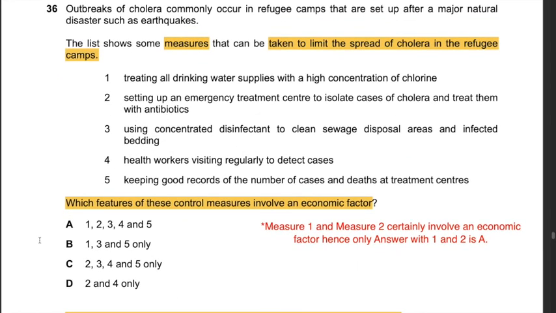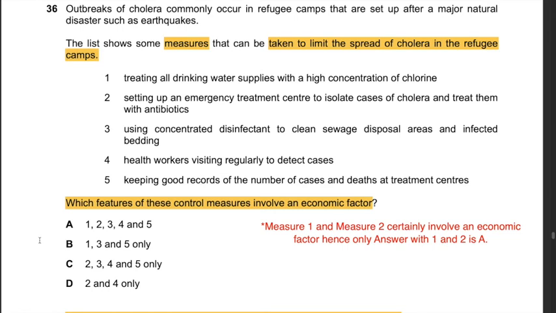Question 36. Outbreaks of cholera commonly occur in refugee camps that are set up after a major natural disaster such as earthquakes. The list shows some measures that can be taken to limit the spread of cholera in the refugee camps. Which features of these control measures involve an economic factor? If you look at 1, treating all drinking water supplies with a high concentration of chlorine, yes, that does involve an economic factor due to the cost involved in supplying high concentrations of chlorine to all drinking water supplies.